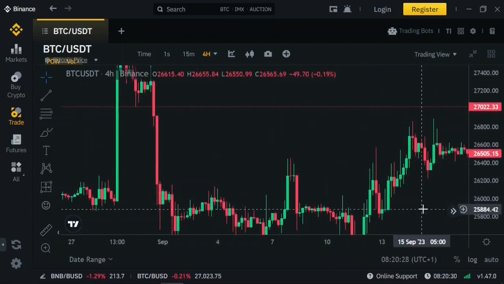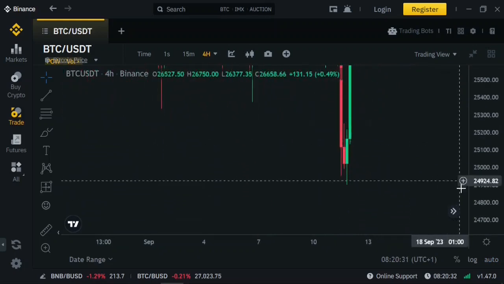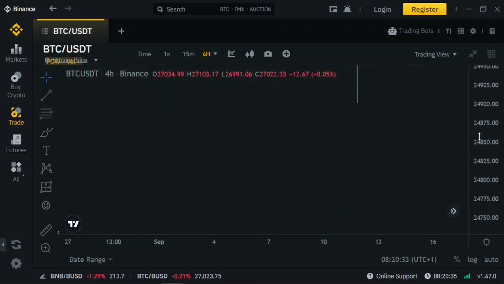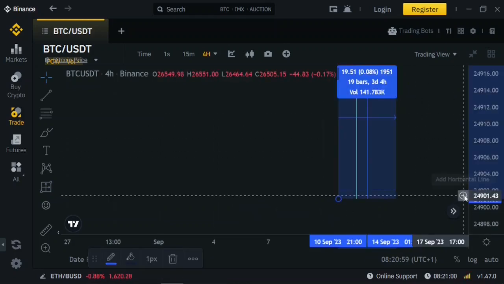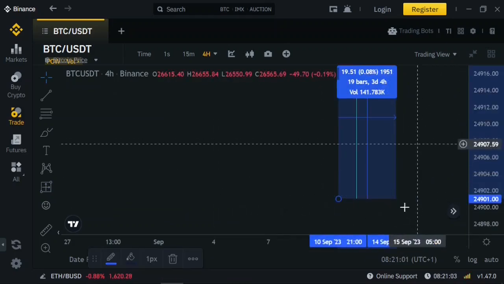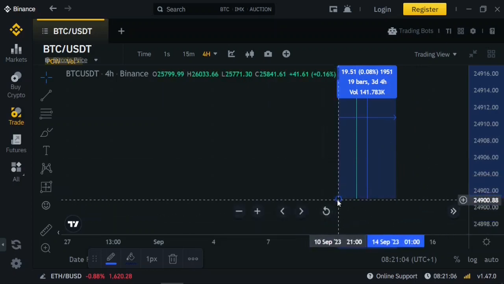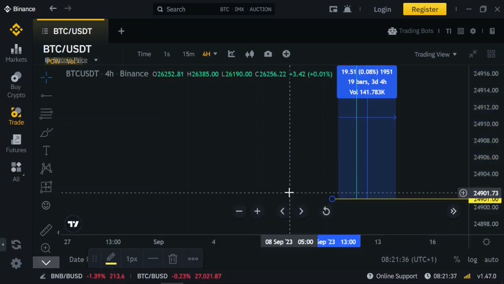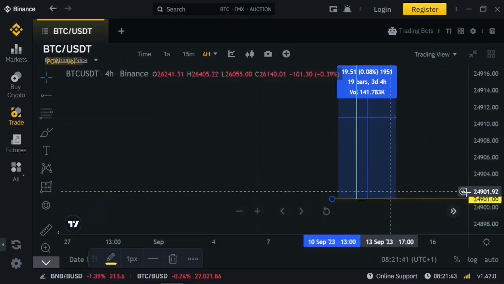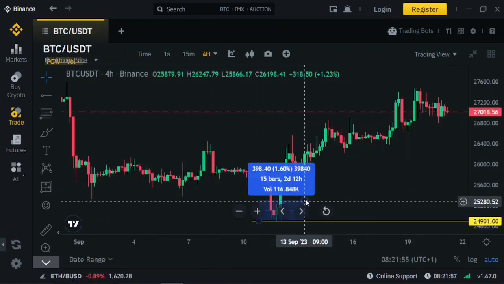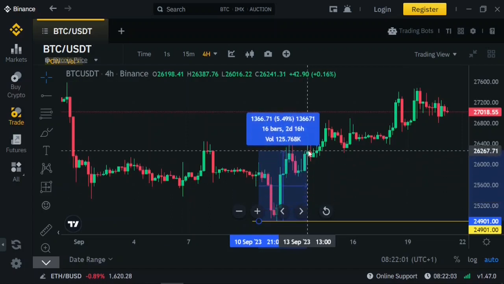And to identify the most recent low price of the BTC USDT cryptocurrency pair, you've got to zoom out on the candlestick price chart data a couple of times in order to get the exact price of the most recent low price. And as you can see, the most recent low price of the BTC USDT cryptocurrency pair, it's exactly at $24,901. And then use the yellow horizontal line tool to indicate the most recent low price of the BTC USDT cryptocurrency pair.